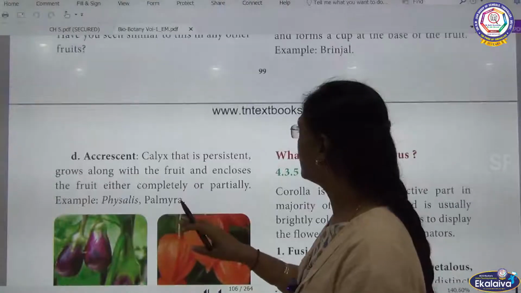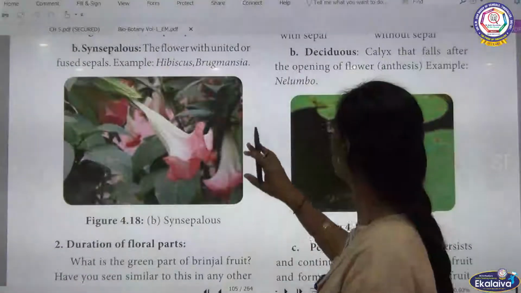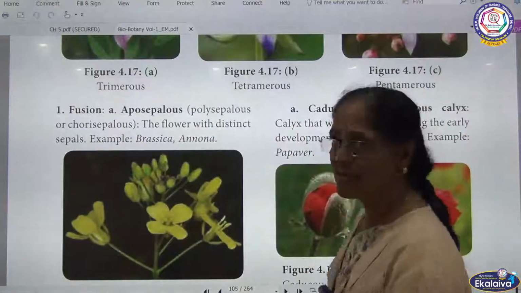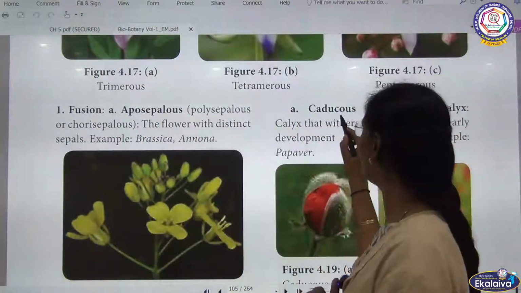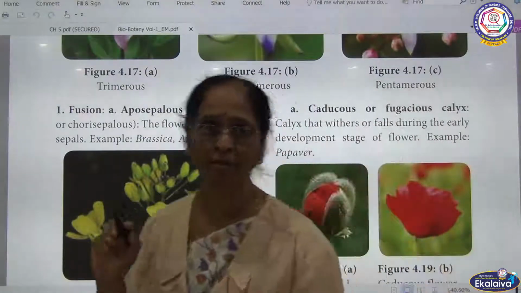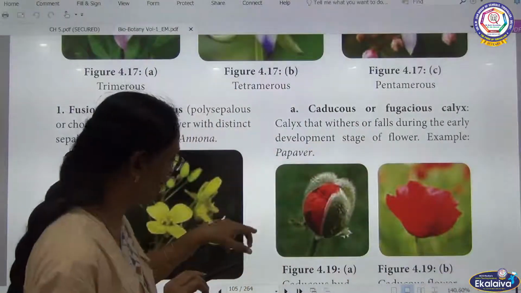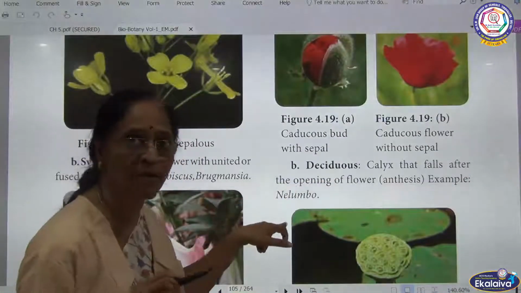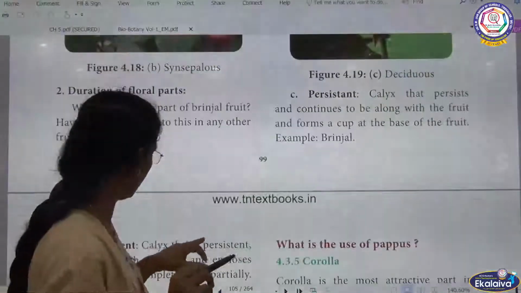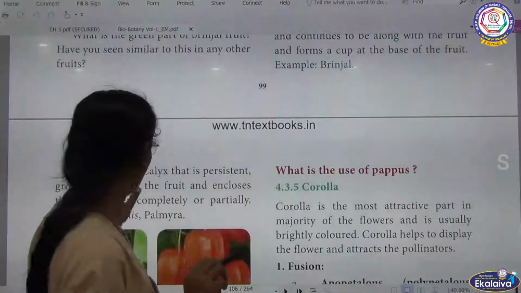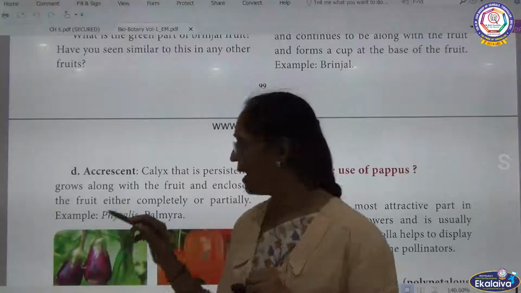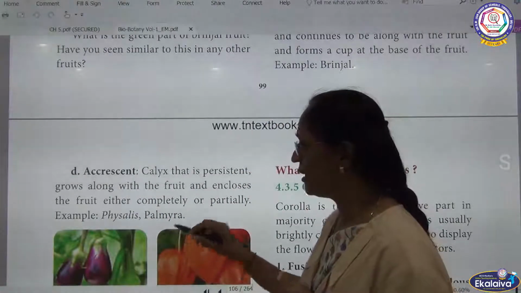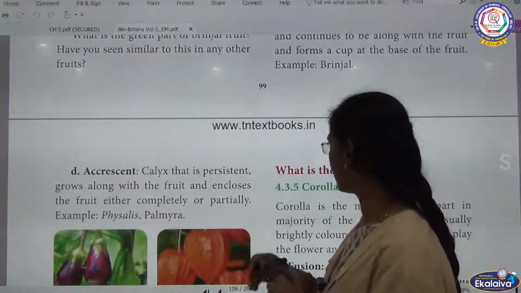So, depending on the duration of the calyx, you can say that it may be caducous, C-A-D-U-C-O-U-S, or you call it fugacious. And the second one is deciduous, that falls after the opening of the flower, or it may be accrescent, A-C-C-R-E-S-C-E-N-T, that is persistent along with the fruit, then you call it accrescent.